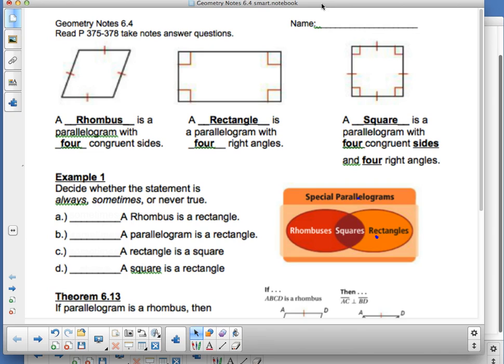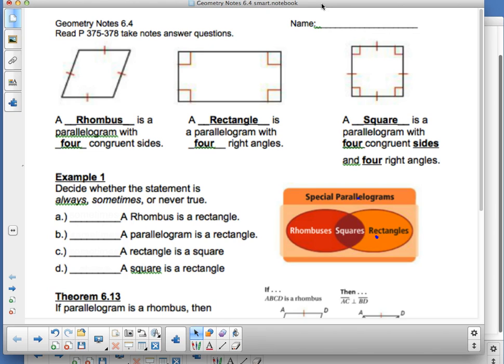A rhombus is a parallelogram with 4 congruent sides. A rectangle is a parallelogram with 4 right angles. And a square is a parallelogram with 4 congruent sides and 4 right angles. So a square is a rhombus and a rectangle. Really what it comes down to.